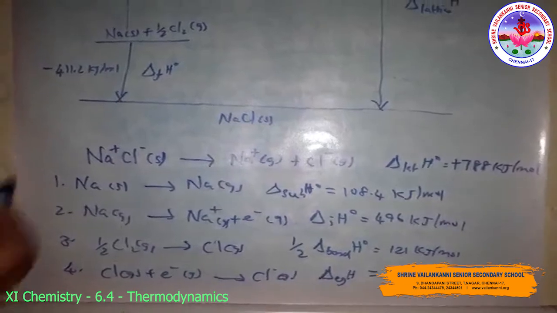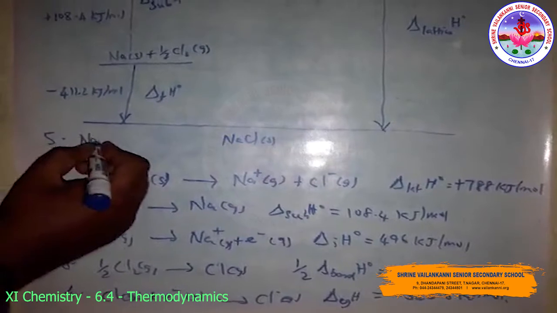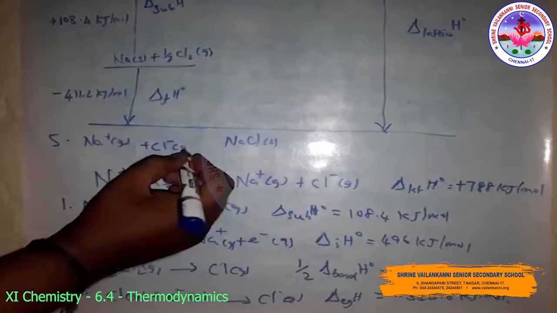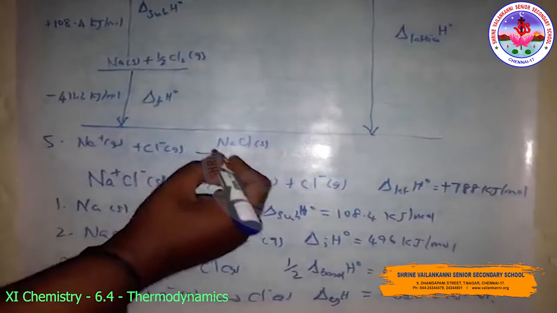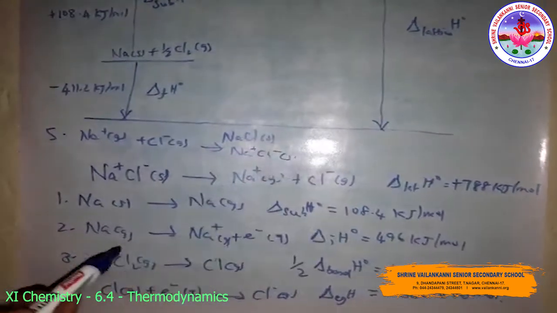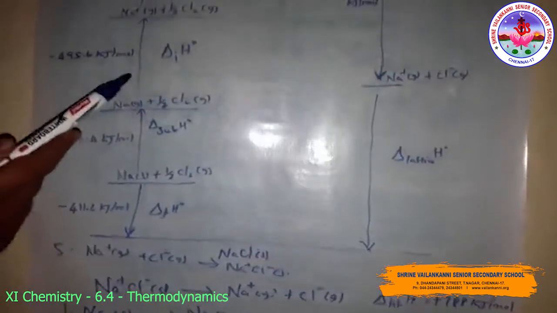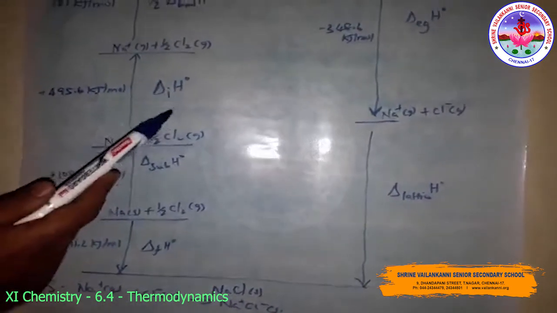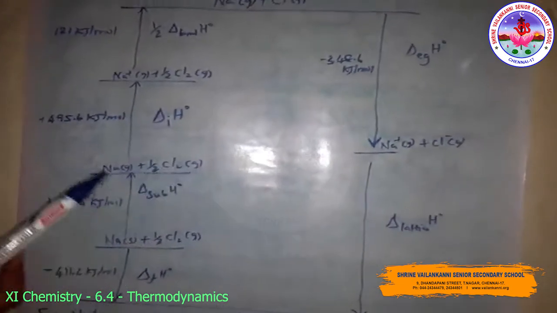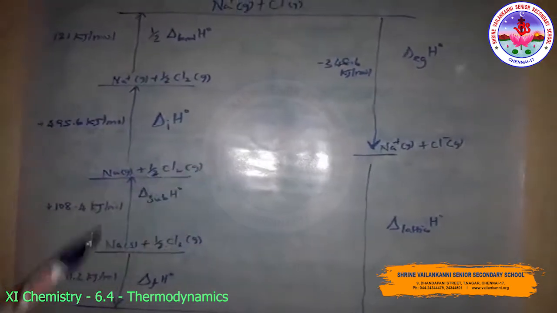Then the fifth one I will write here: sodium ion Na plus gas and Cl minus gas give Na plus Cl minus solid. Look at this diagram; this is the sequence of steps. It is known as the Born-Haber cycle. The importance of the cycle is that the sum of the enthalpy changes around the cycle is 0.